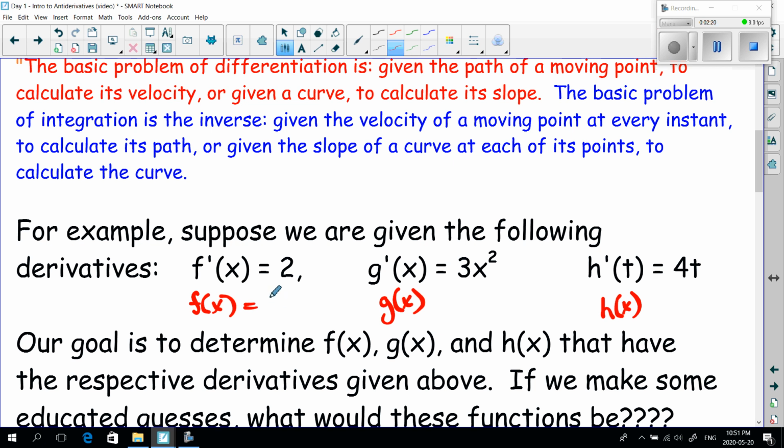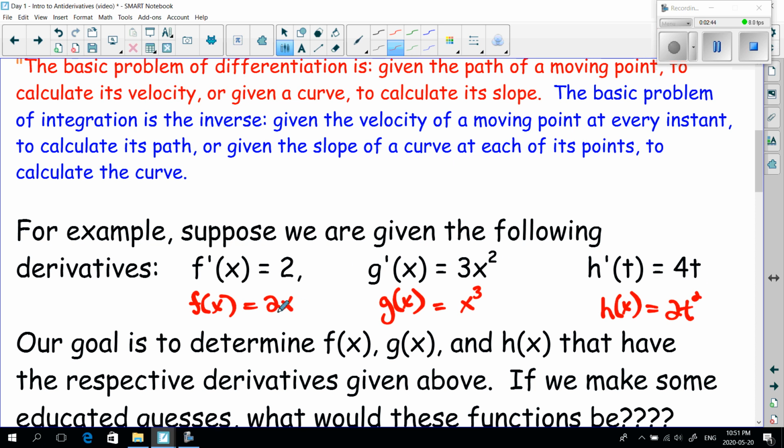Typically, we would be given the function, and we'd find the derivative. The answer to that is 2x. Okay, the derivative of 2x would be 2. What would I have to differentiate to get 3x squared? Well, the answer to that one would be x cubed. And finally, here I would end up with a 2t squared.